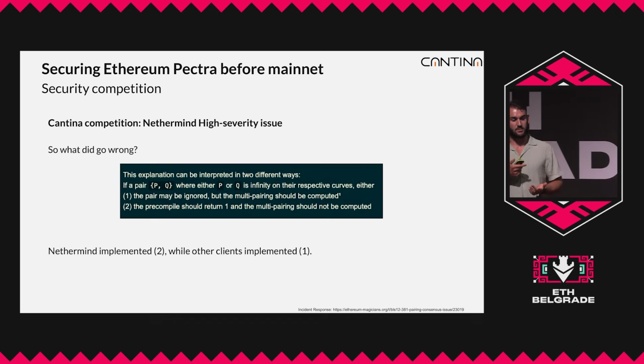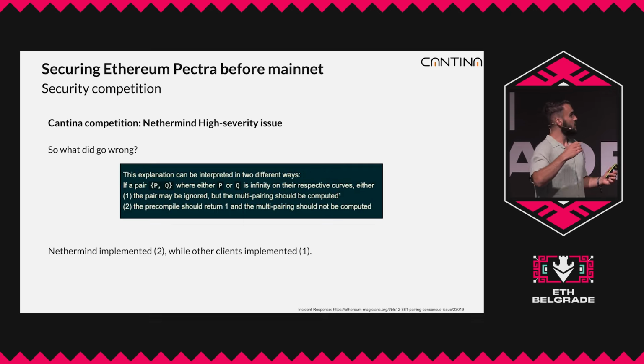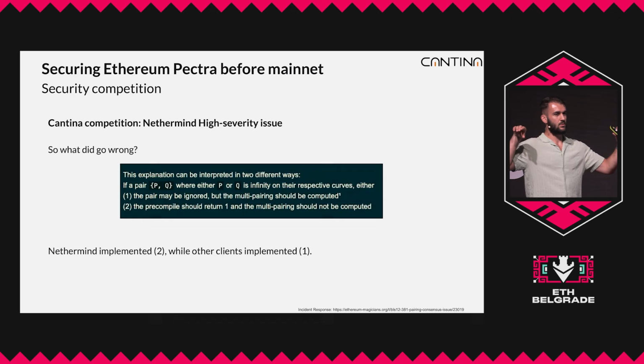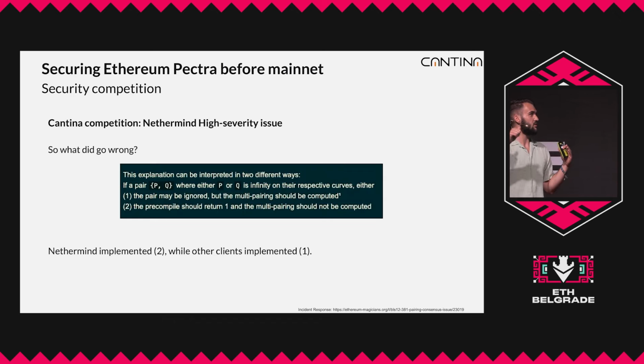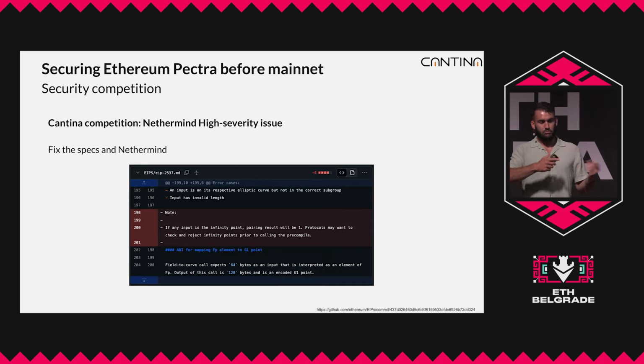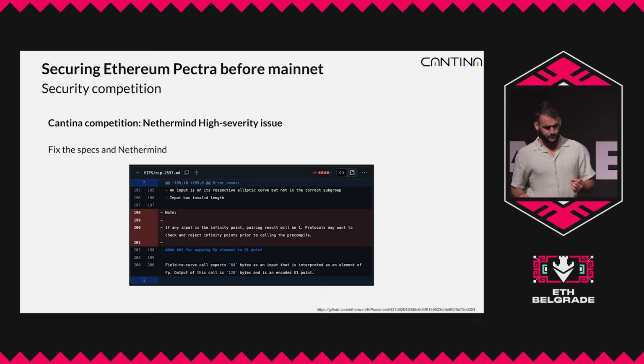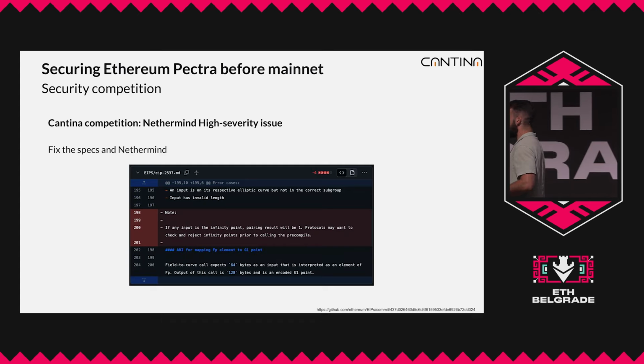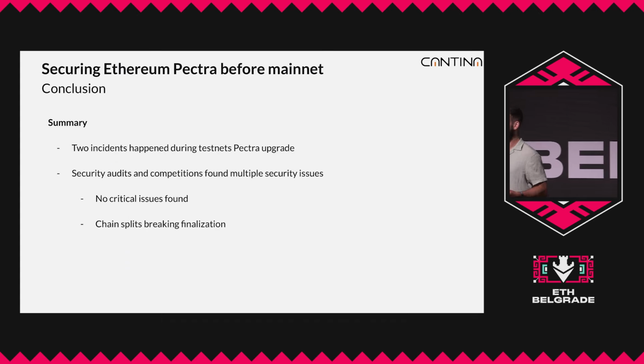The pair may be ignored, but the multi-pairing should be computed, because you can provide a lot of points. And basically, Nethermind was implementing the second: if one of all the points is the infinity point, then I'm just saying it's OK, it's a success. The others were computing the rest of the points and ignoring the one with the infinity point, which is really different. So Nethermind was fixed, obviously, but the spec also. This specific note that was not clear enough was just removed from the specifications. So we should follow the spec, but not always.